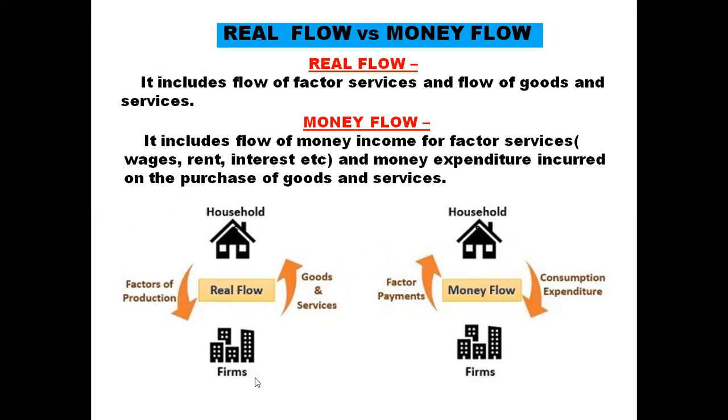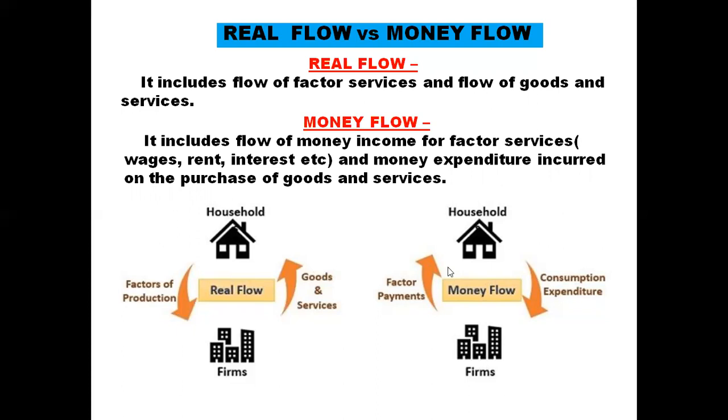And the flow of goods and services. Households buy goods and services from firms. That is, firms sell goods and services to households. So this is the arrow moving from firms to households. So this is a real flow because here no money is involved. So real flow includes flow of factor services and flow of goods and services.